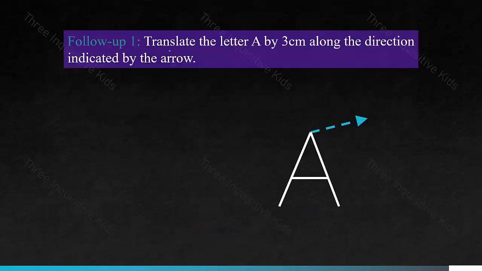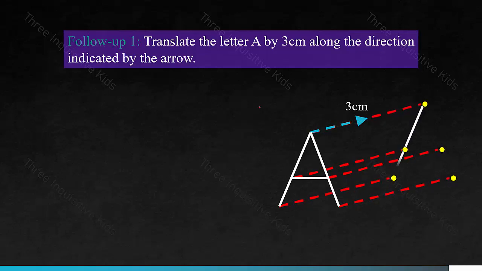Follow-up number 1. Translate the letter A by 3 centimeters along the direction indicated by the arrow. Of course, right now we are on a screen, so you can't really translate this letter, but I want you to practice, maybe on a piece of paper, translating something to the right. It doesn't have to be by 3 centimeters, of course. If you have a ruler, it's best to use 3 centimeters. Again, first you identify all of the vertices and points. Then you translate each one with the same distance and same direction. And then connect the dots to get your translated figure.